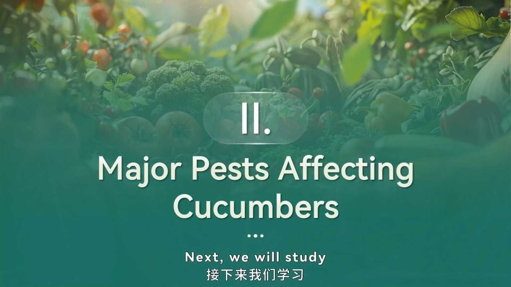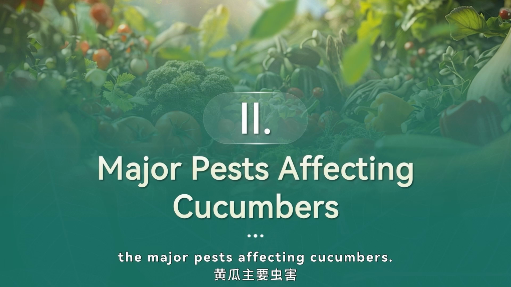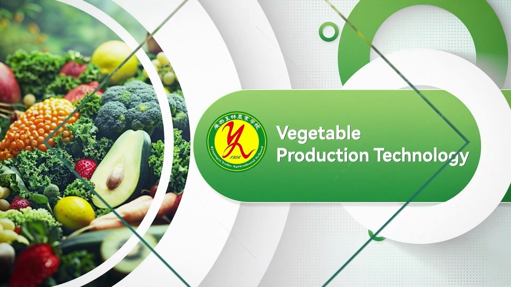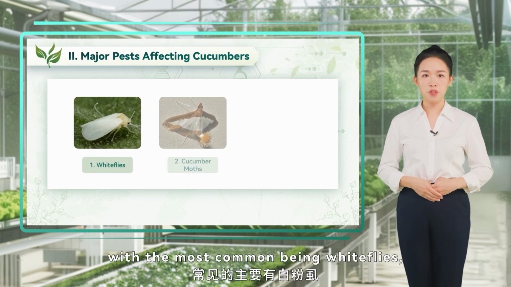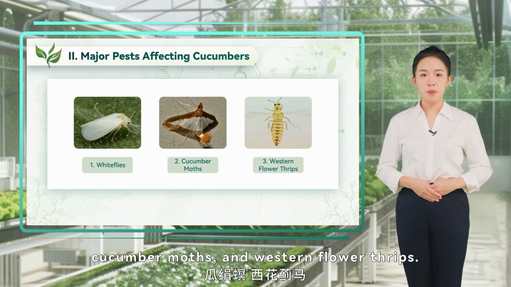Next, we will study the major pests affecting cucumbers. Cucumber pests come in various types, with the most common being whiteflies, cucumber moths, and western flower thrips.